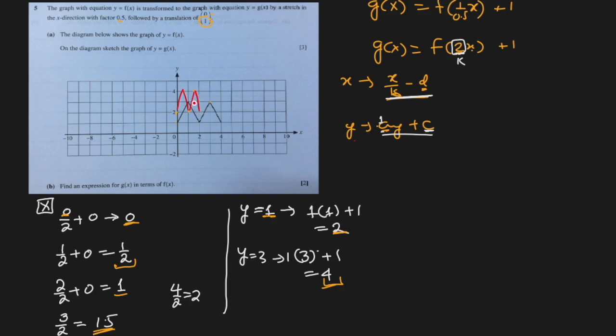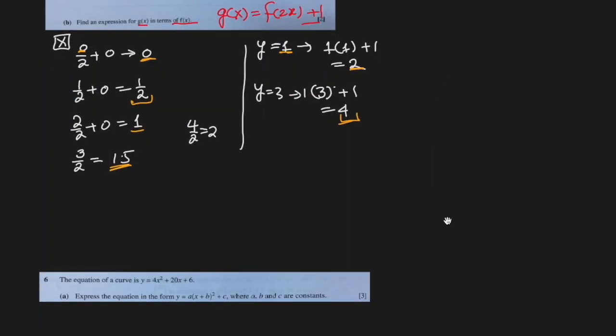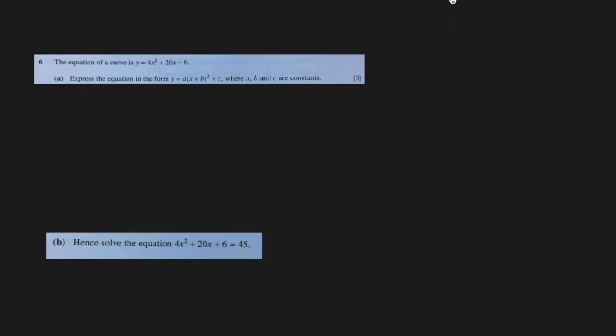This red color is the graph of the new transformation. Okay. Next thing they're saying, find an expression for g(x) in terms of f(x), and that I've already written here. g(x) is f(2x) plus 1. Okay. What next? Question number 6.